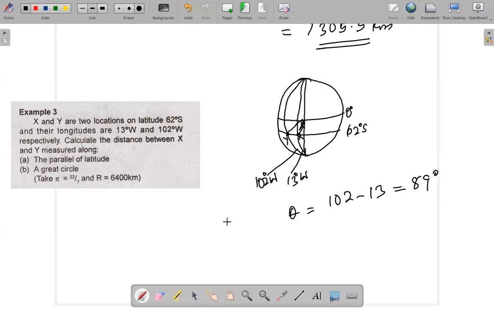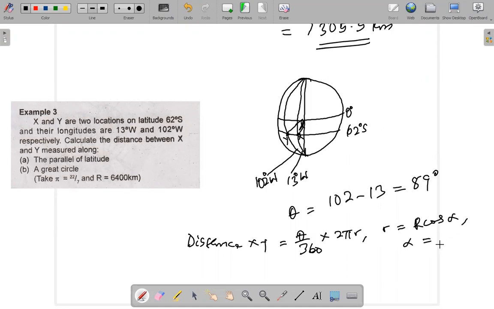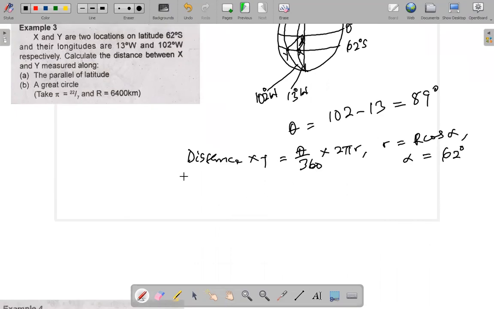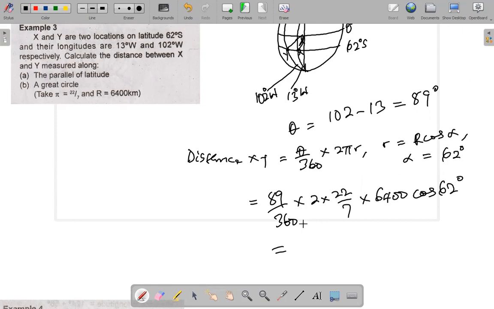The next thing now is to find the distance between them. Distance between X and Y, let me call it distance XY. It's theta over 360 times 2 pi r, where r is R cos alpha, and alpha is the latitude, which is 62 degrees. Therefore, distance XY will be 89 over 360 times 2 times pi, which is 22 over 7, times R. Instead of using this, I'm using 6,400, which is capital R, then cos 62, and then we put all of that into a calculator. Now, 4669.4 kilometers as the answer.